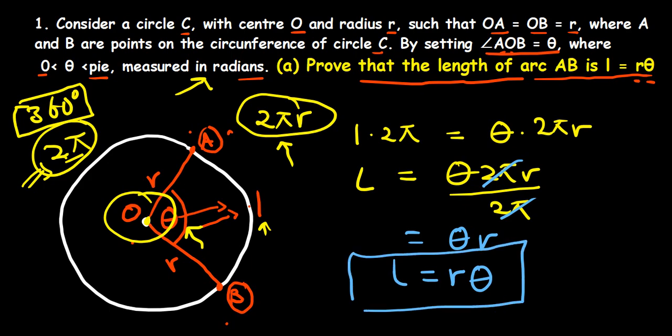So we've proved that the arc length of this AB is given by r multiplied by theta, where r is the radius, and theta is the angle between those two radii. All right, so we are done with the first one. Let's prove the second one.